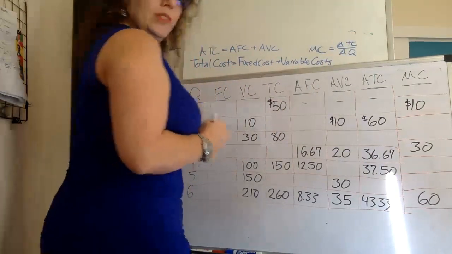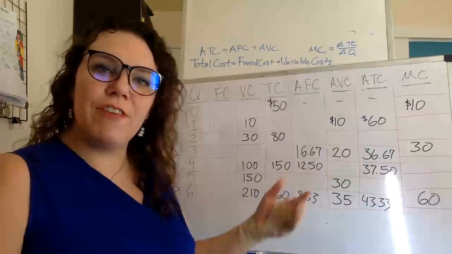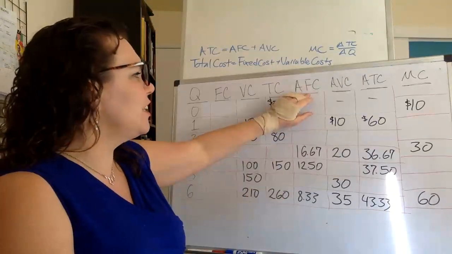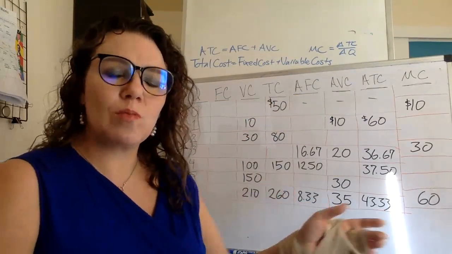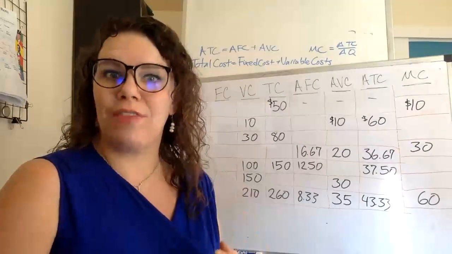And so what we're going to do is use all of these relationships and the definitions of these things, right? That average fixed cost is just fixed cost divided by quantity to fill in the chart. And then we'll go ahead and graph the curves.